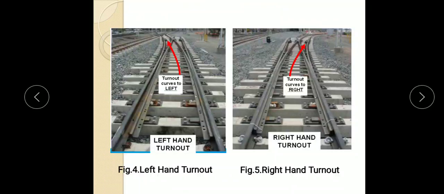Here we can see the left hand turnout and right hand turnout. So this is a left hand turnout and this is a right hand turnout.